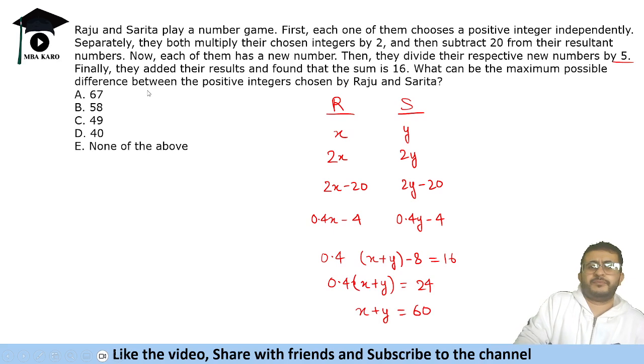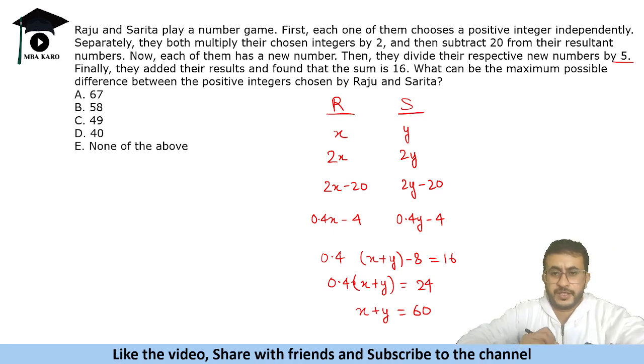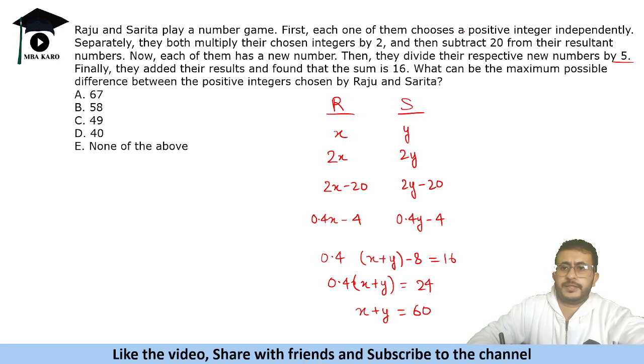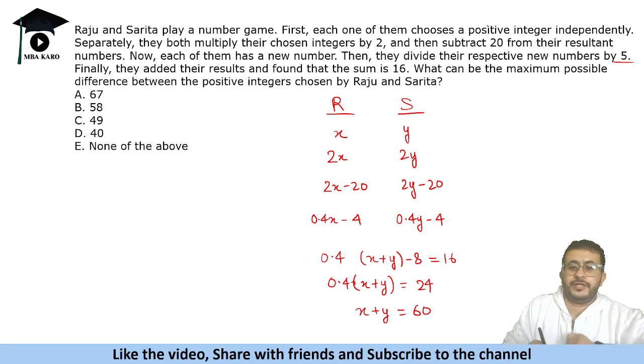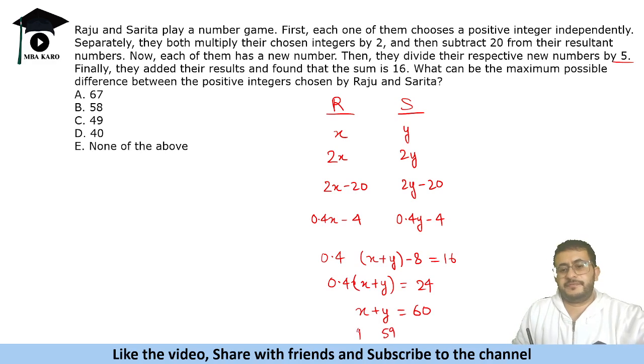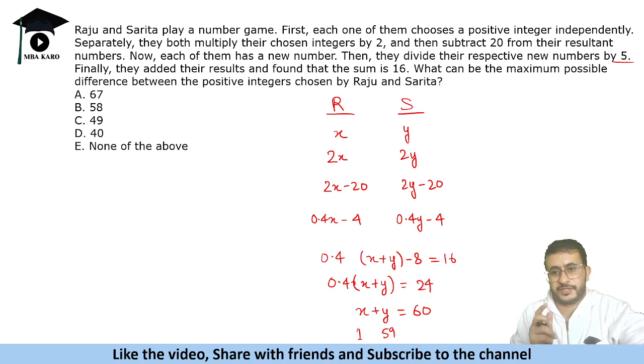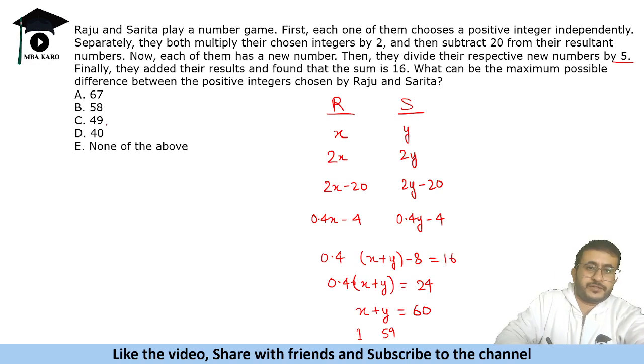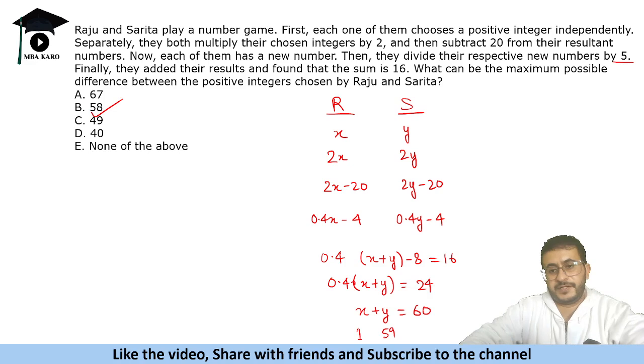What can be the maximum possible difference between the positive integers chosen by Raju and Sarita? Now the sum is 60, right? And they choose positive integers, so the minimum integer one can choose is 1, maximum could be 59. The maximum difference will happen when a person chooses the minimum integer. So one person will choose 1 and the other 59, so the maximum possible difference is 58.